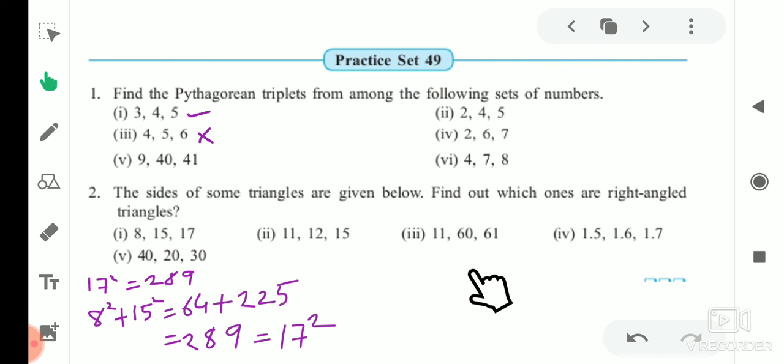Likewise, we will solve other problems and find out if they are right angled or not. If the sum of the squares of the smaller two sides is equal to the square of the largest side, then we say that the given sides are the sides of a right angled triangle. Otherwise, it is not a right angled triangle.